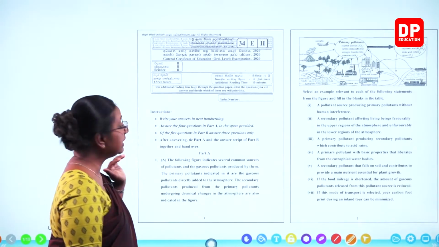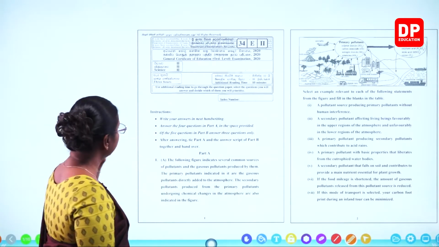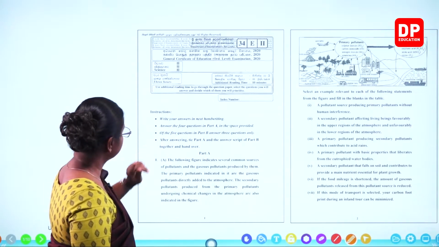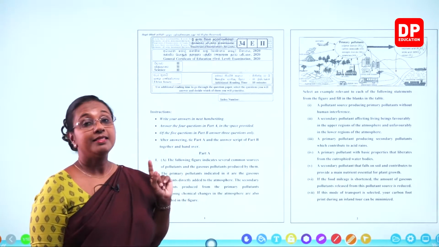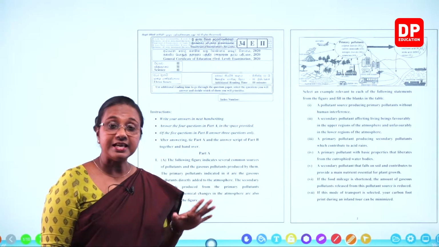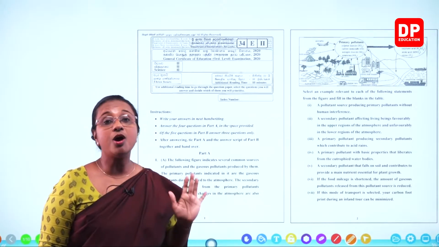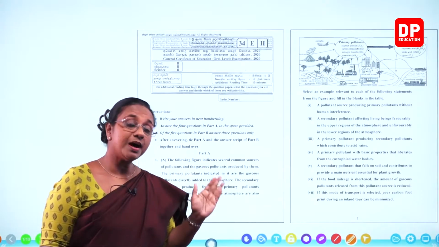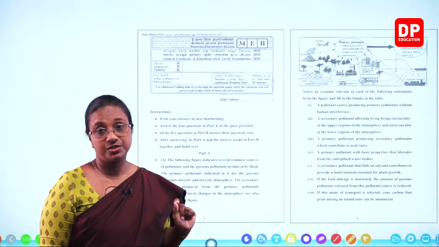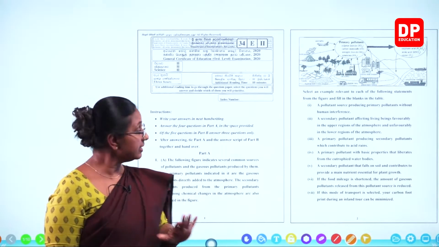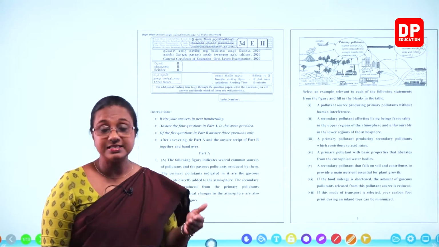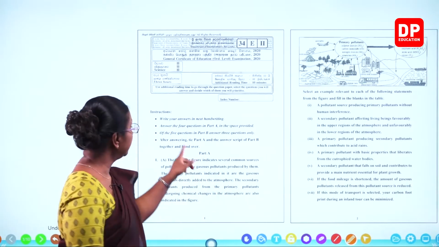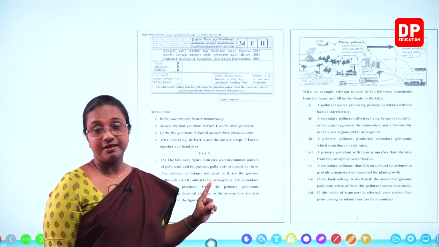Then if you look at the instructions given before the questions, the first one says write your answers in neat handwriting. That is very important because the examiner has to understand your answer. In Part 1, you just put a cross. There, it's easy. But here, the examiner has to read and understand the answer. So, for that, you have to write in neat handwriting.